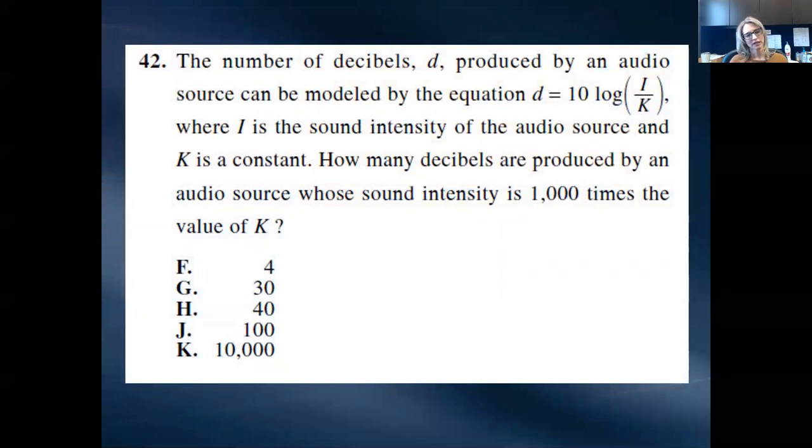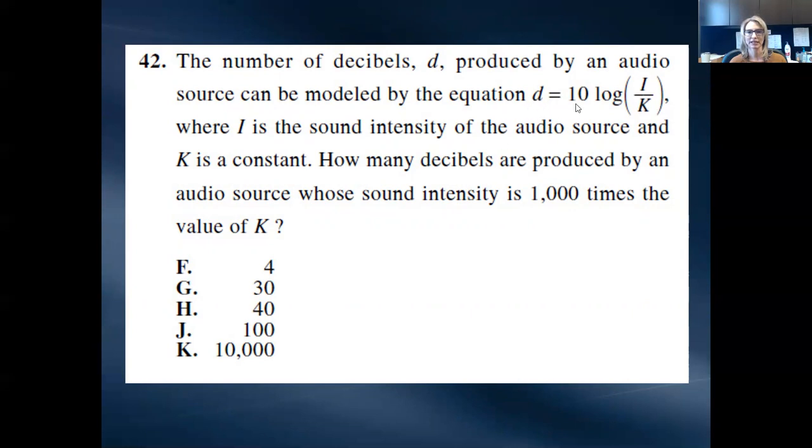All right, here's one that's a little complicated. It's in a word problem. The number of decibels produced by an audio source can be modeled by the equation D equals 10 log of I over K, where I is the sound intensity of the audio source and K is a constant. How many decibels are produced by an audio source whose sound intensity is 1,000 times the value of K? So I is 1,000 times K. So no matter what K is, I is 1,000 times more. So we can just change that to 1,000.